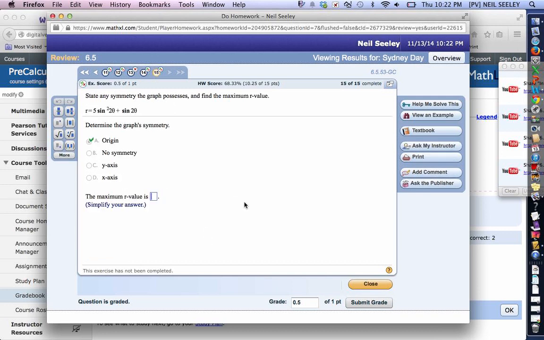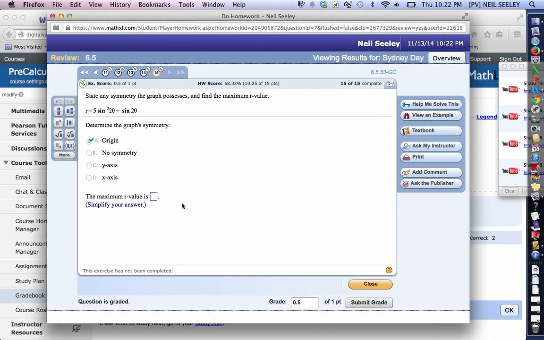So the next one, 15: state any symmetry of the graph it possesses and find the maximum r value. Well, symmetry, why don't you just graph this? Put it into your calculator, whatever you want to use. You can use Desmos.com, just plug it in and then zoom out a little bit and tell me about the symmetry. You'll notice there's symmetry about the origin. Any other symmetry, about the y or x-axis, I'm sure you could recognize if you graphed it appropriately. Use technology to your advantage on these.